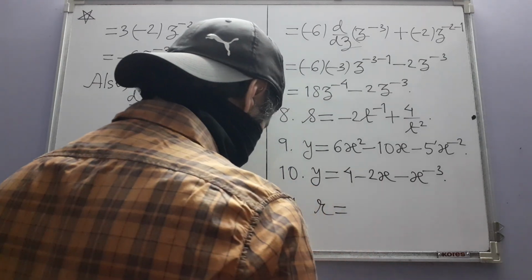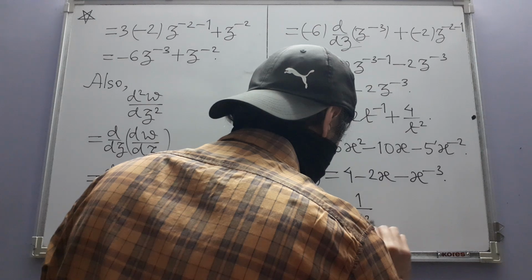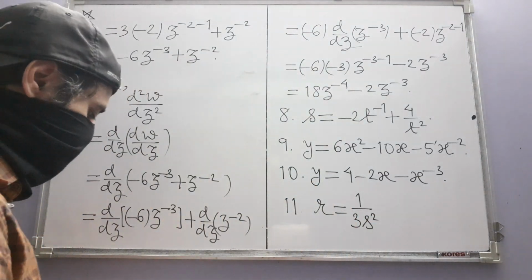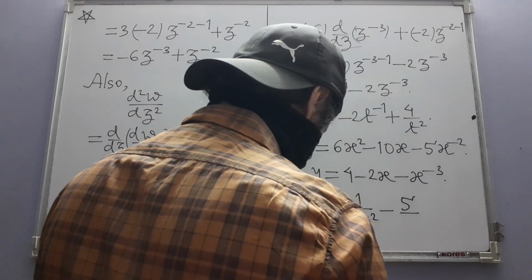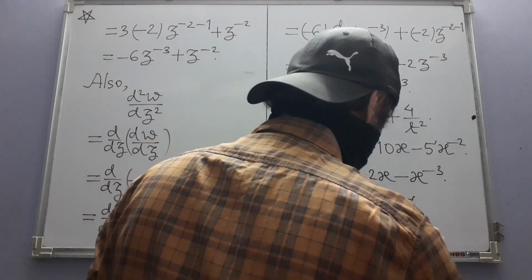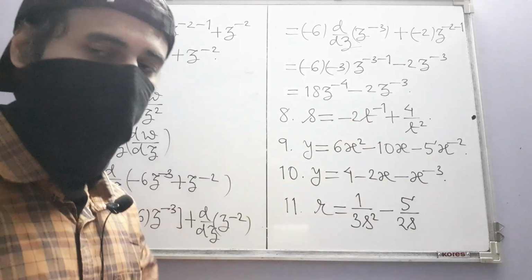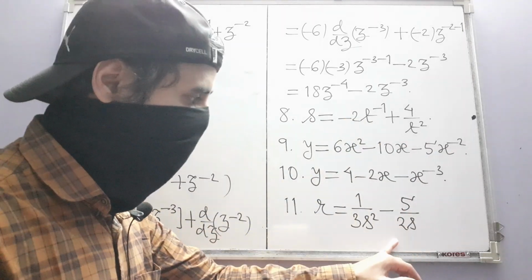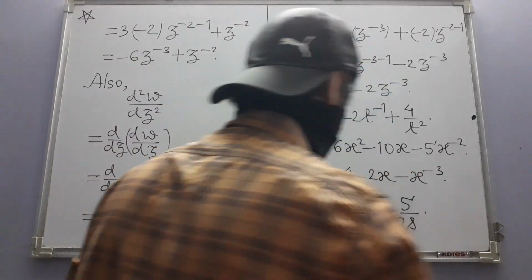R is equal to 1 over 3s squared minus 5 over 2s. Same thing actually. This is 1 over 3 times s to the power minus 2 minus 5 over 2 times s to the power minus 1. This also you do.